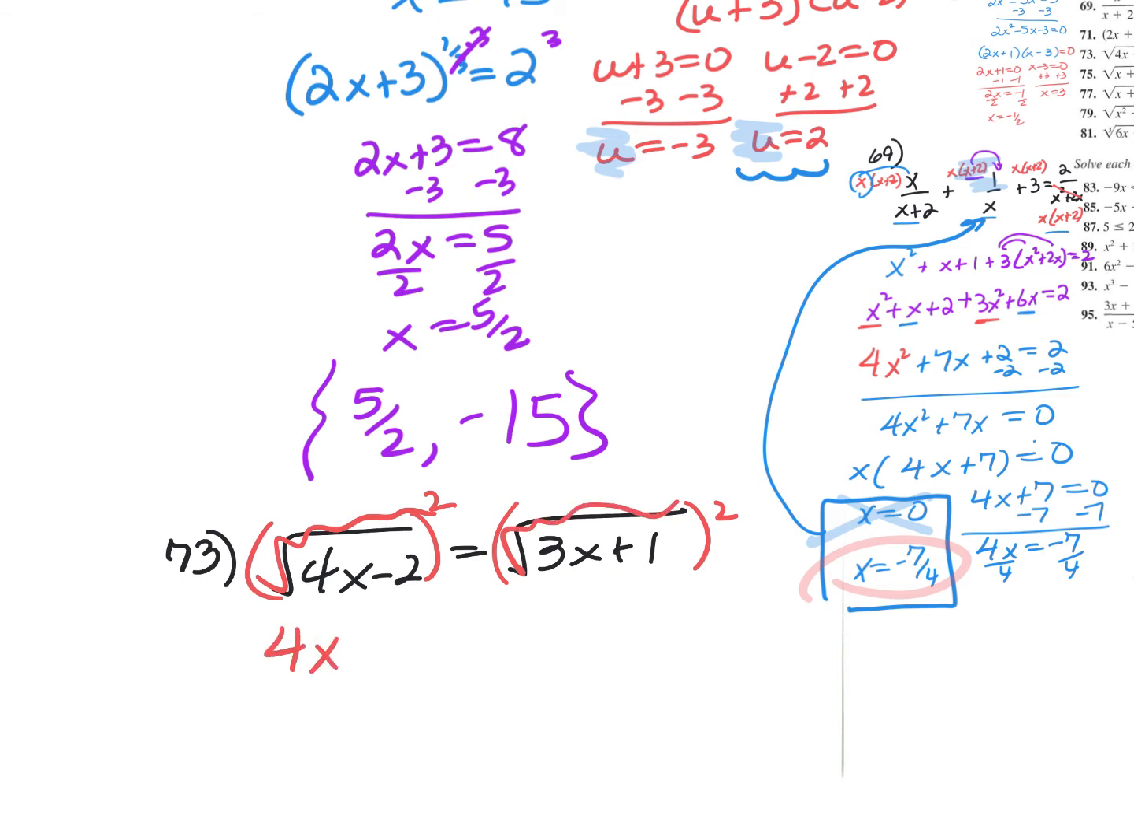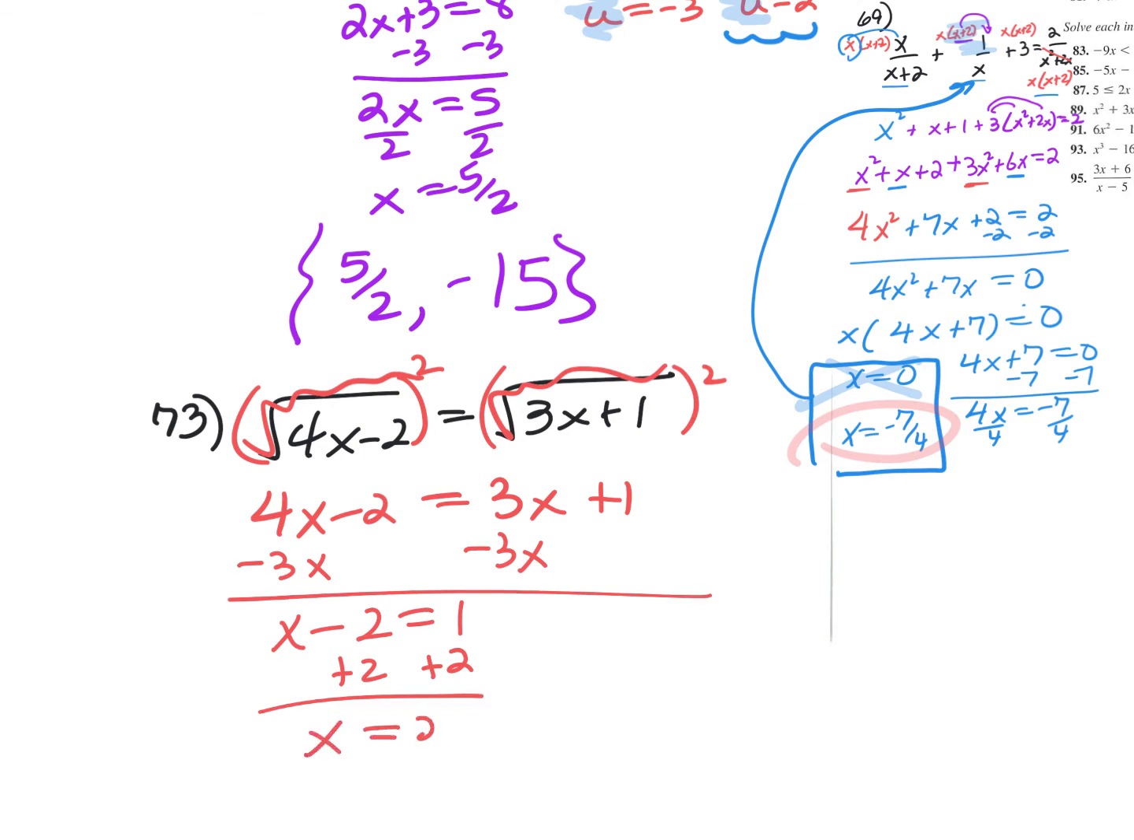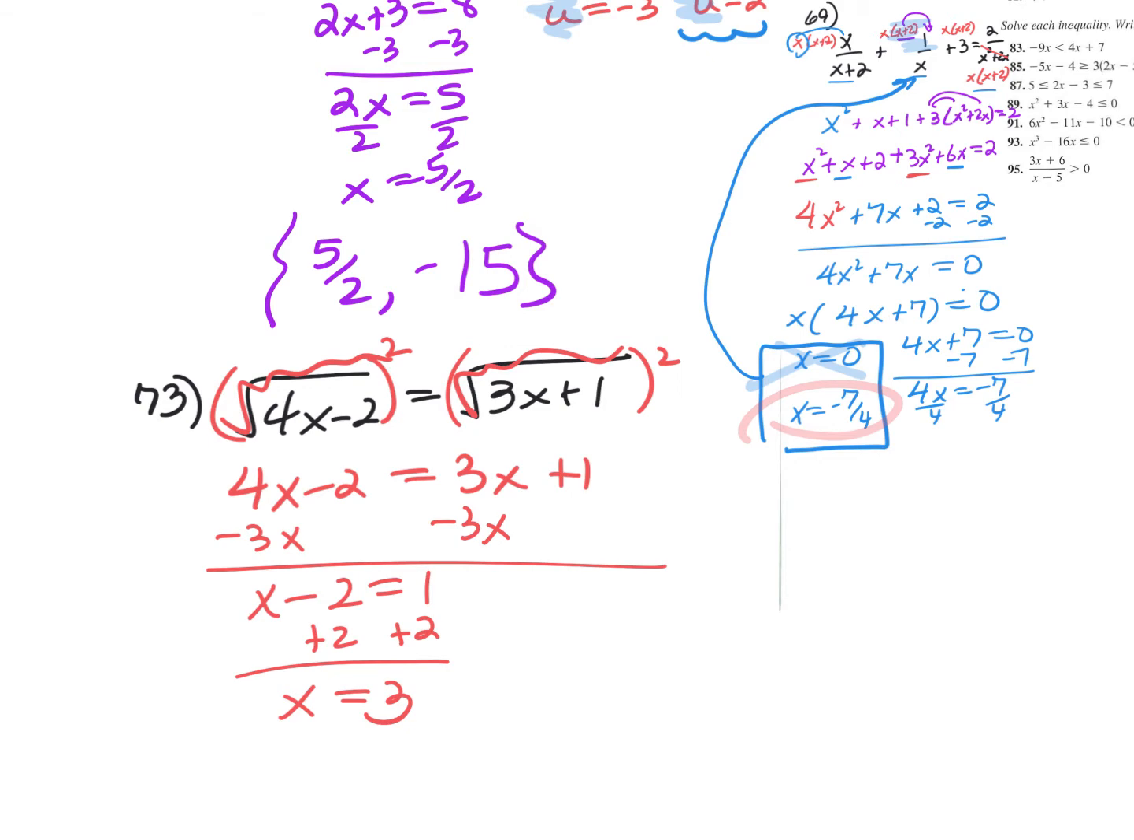So now I'm left with 4x minus 2 equals 3x plus 1. And then now I will move the 3x over. I get x minus 2 equals 1. Add 2. X equals 3. And it works. So that is a correct answer.